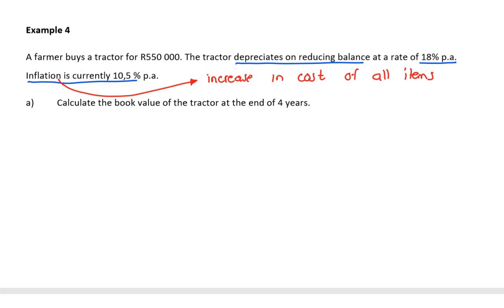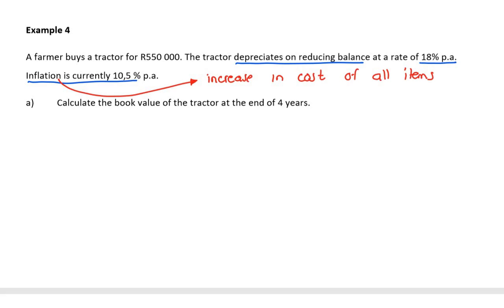But petrol increases by so much that often you feel like inflation is a lot more than it is. So inflation is the increase in cost of all items. When this farmer buys a tractor, he has two things to consider. Number one, his tractor is busy driving around and losing value, so it's depreciating. But number two, if he wants to replace this tractor in a couple of years' time, unfortunately this tractor is going to cost him more than 550,000 Rand, because everything increases in cost every year.